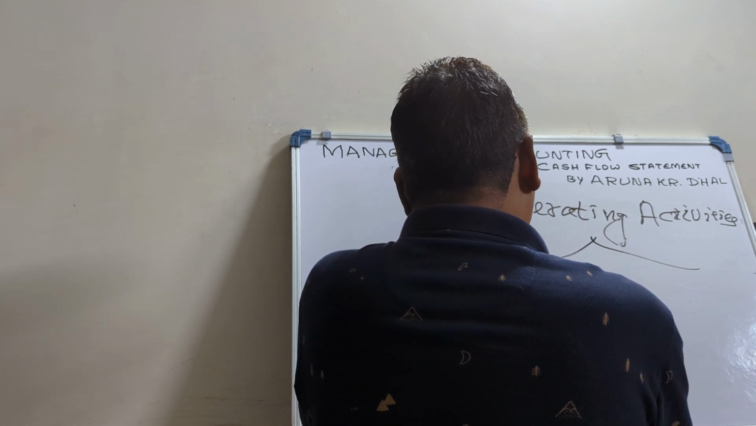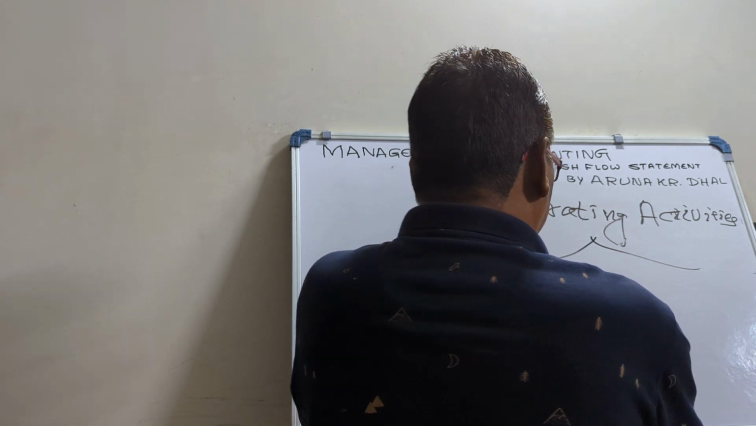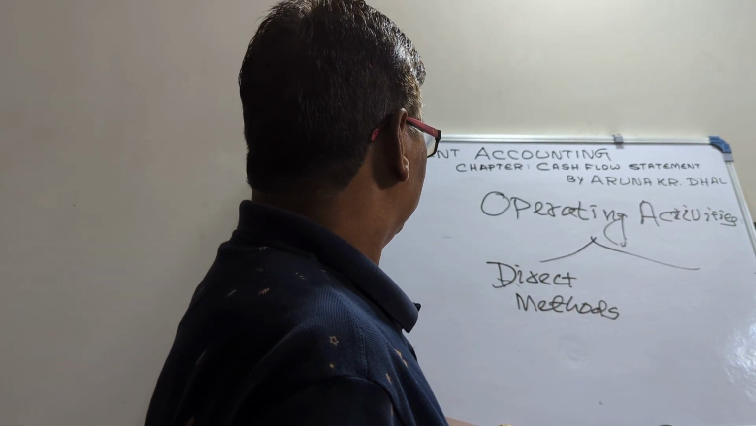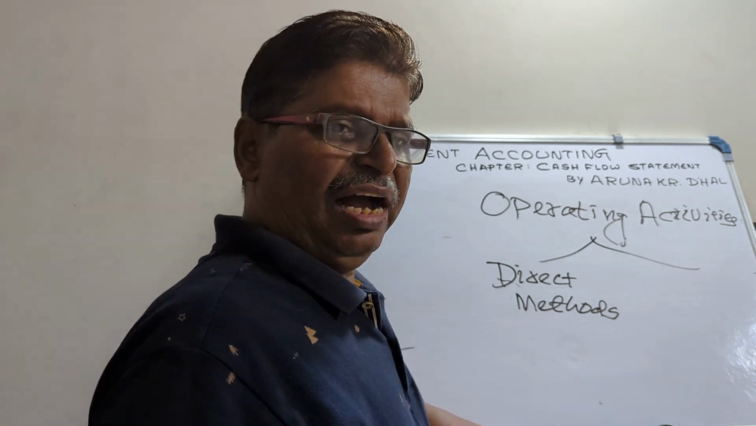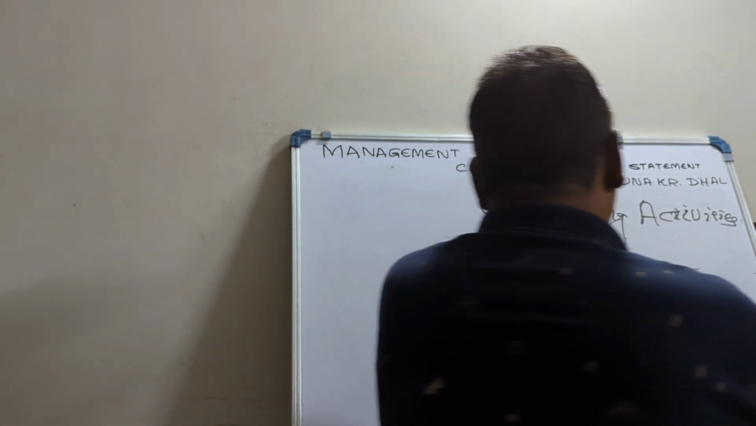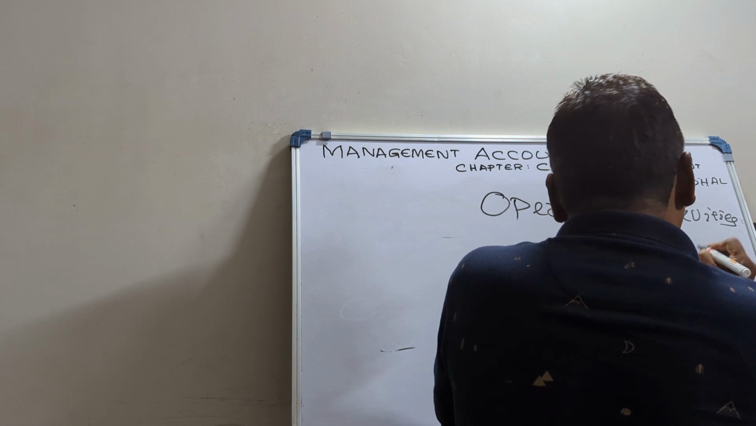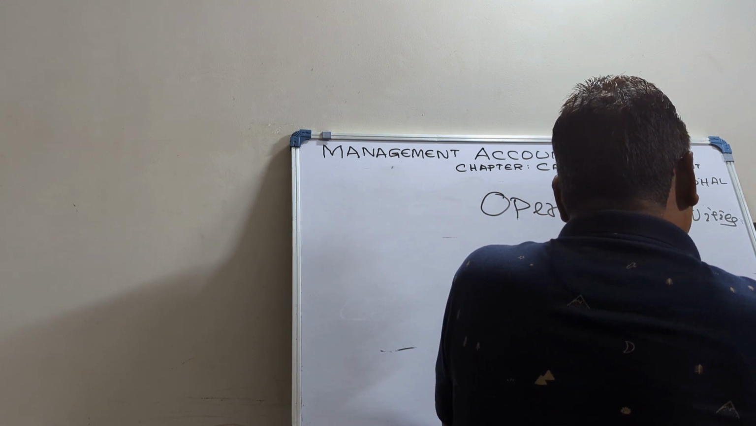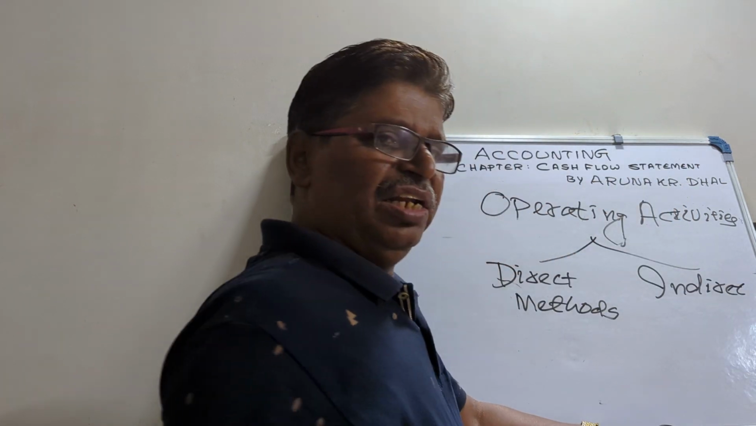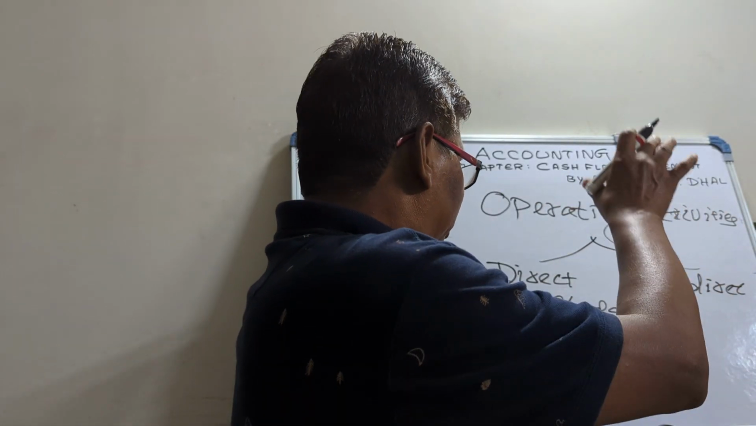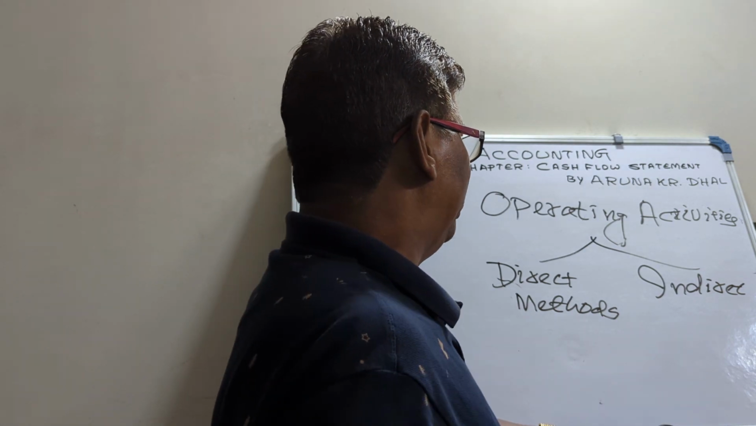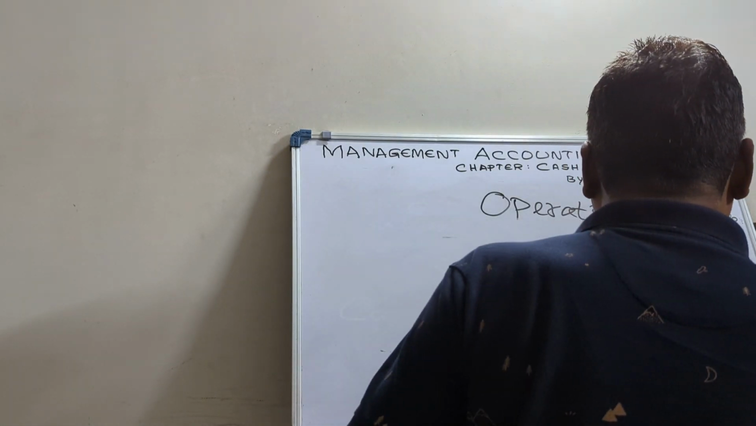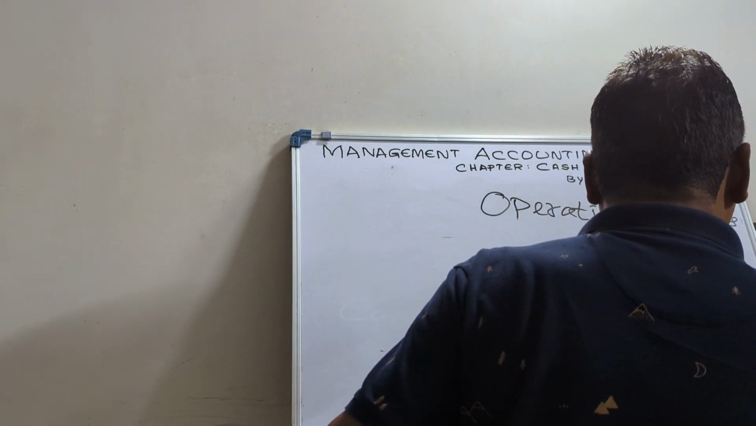In the direct method, we will consider sales, purchases, then the expenses. We will calculate the availability of funds. But the indirect method will adjust from the profit and loss, net profit. We will adjust from net profit. In the net profit, we will add all non-cash debits and we will deduct all non-cash credits. So, we will discuss the direct method first.